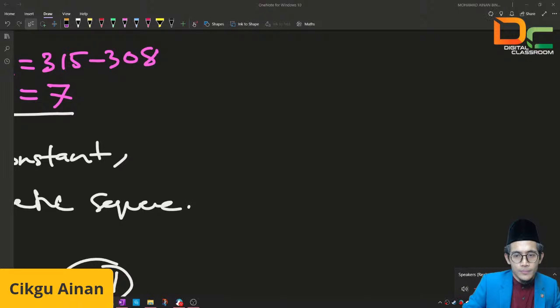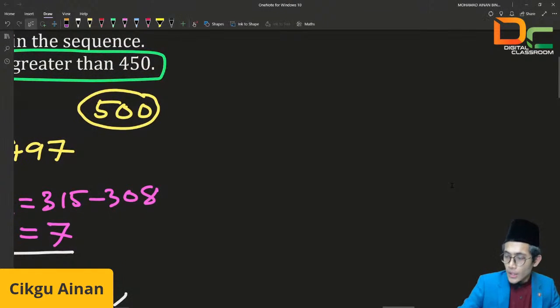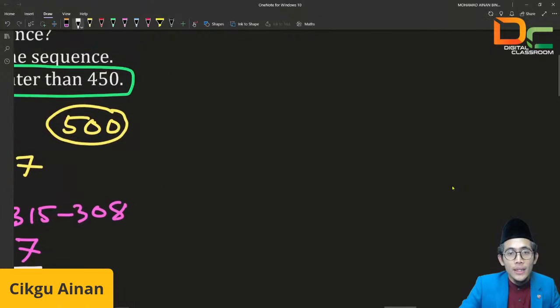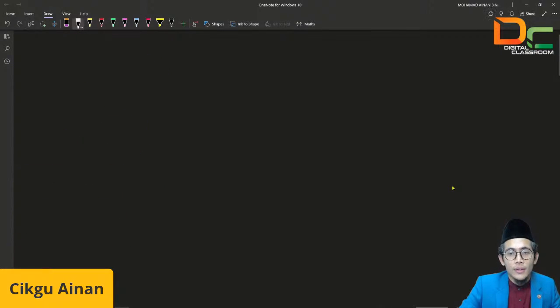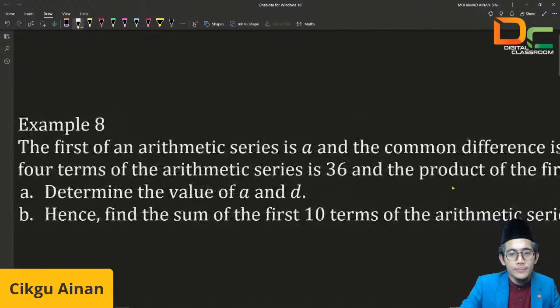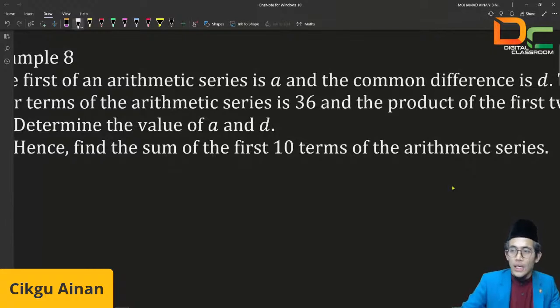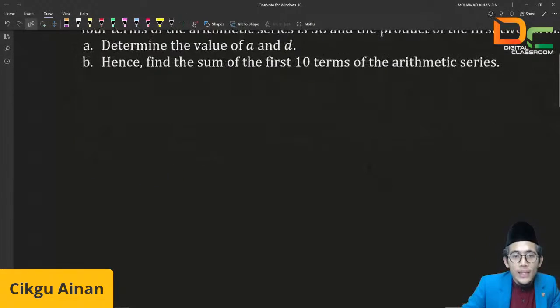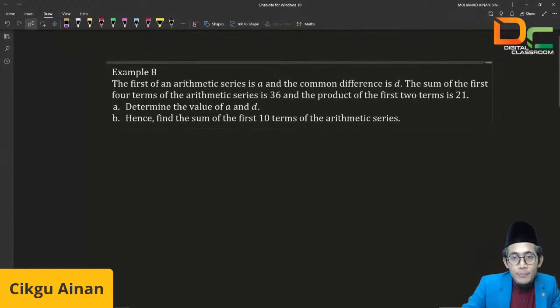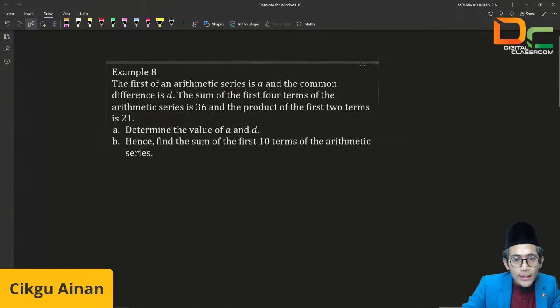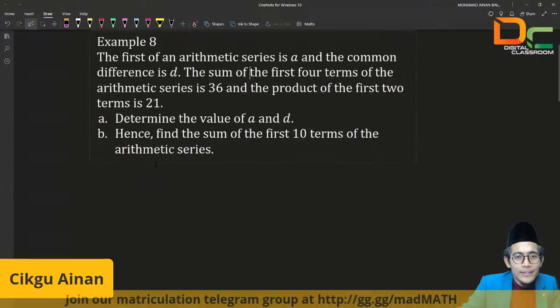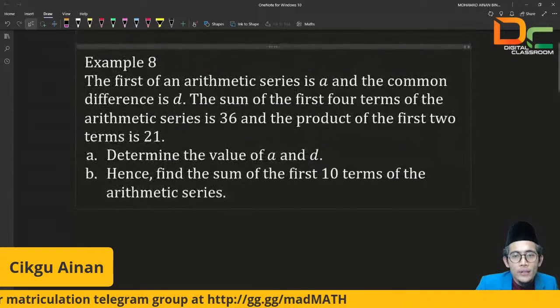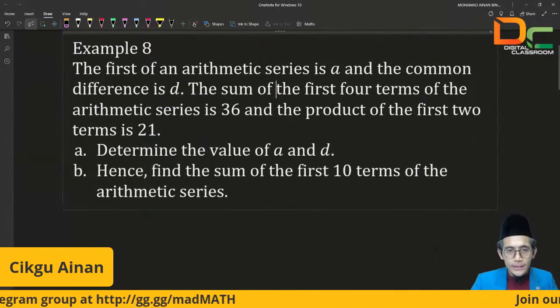Okay, so we go to the question number 8. Alamak. Ini tak boleh ni. Saya kena zoom out ni terpaksa. Or maybe I just cram them like this. And then zoom scan. Okay, that's better.